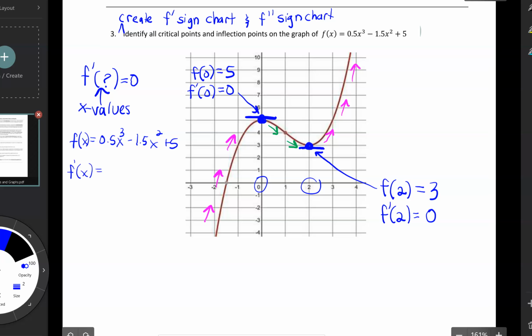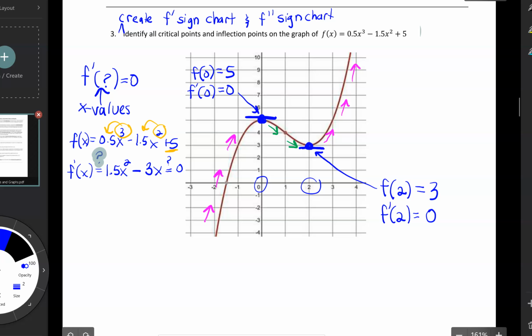Just doing my power rule here. So that would be 1.5x squared minus 3x plus 0, but we don't have to write that. Okay. Well, I got to set that equal to 0. So now I want to know for what values of x would this be a 0? It's a quadratic derivative, right? So you could do quadratic formula, but I'm just going to factor out a GCF.